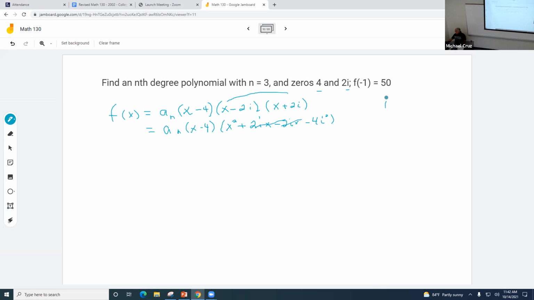You remember what i squared means? It's -1. What that does is it turns this into a positive 4. That's really the only effect it has. So we got x squared plus 4, because that's going to be a -1. -4 times -1 gives us the positive 4. All right, now we're going to just multiply that out.